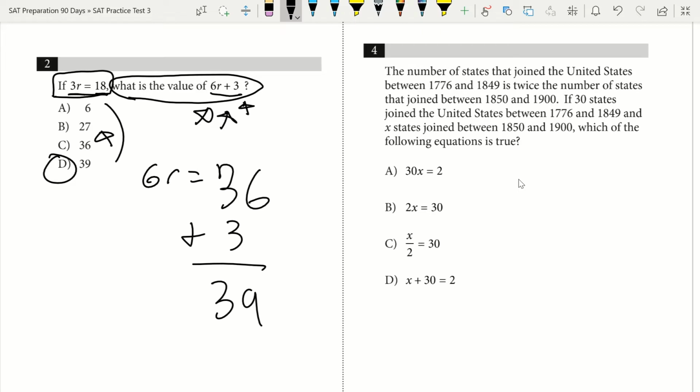You can put in this example if you want, this if 3r equals 18 and you're asked for 6r, to double 3r to get there quicker. But that's really what you're going to want to notice there.